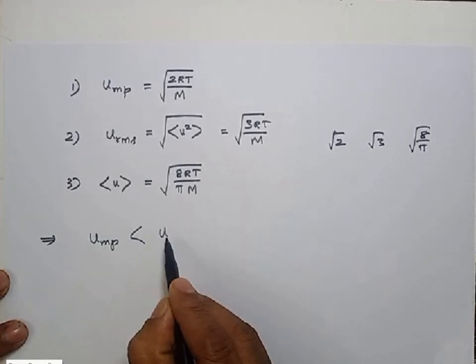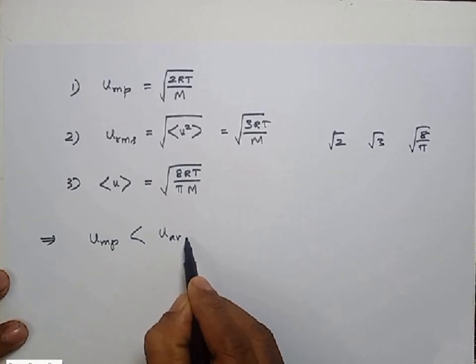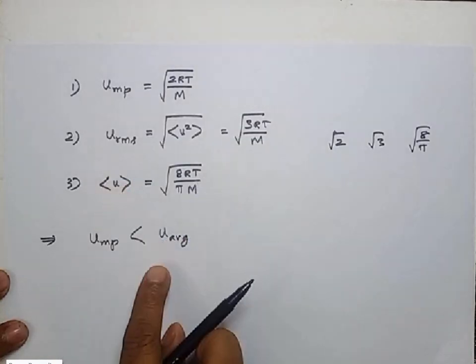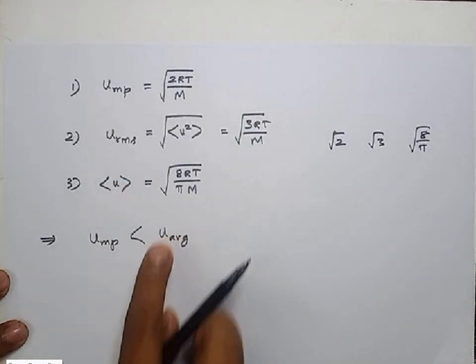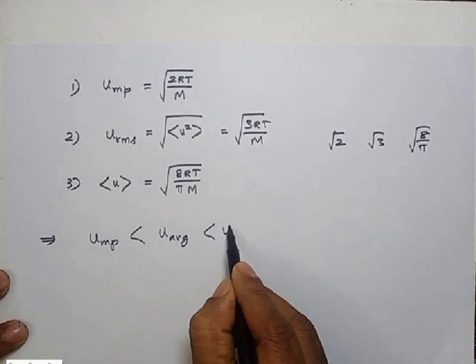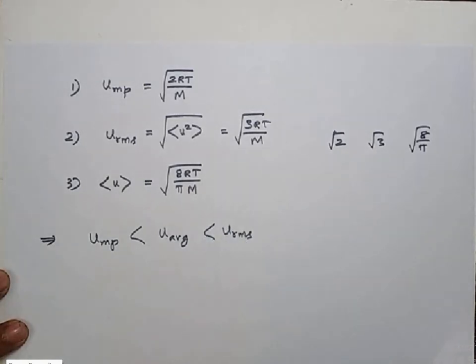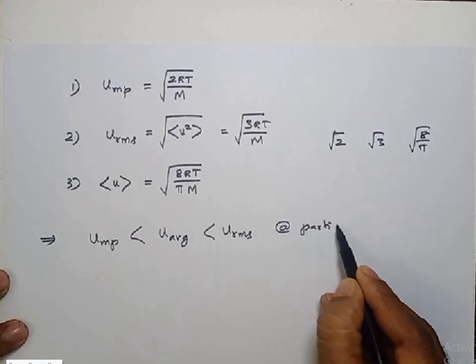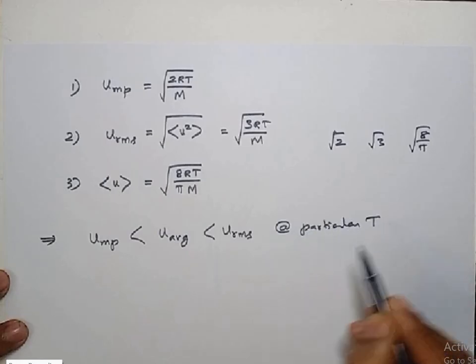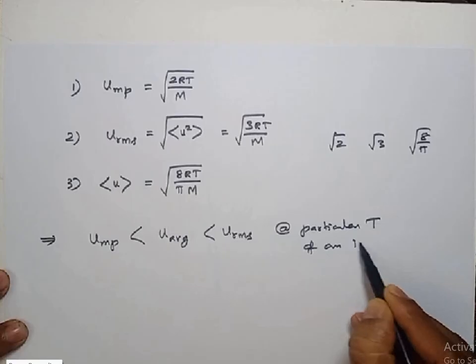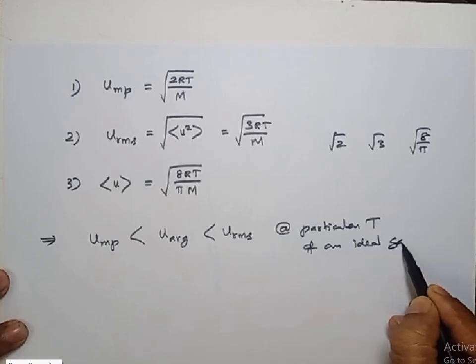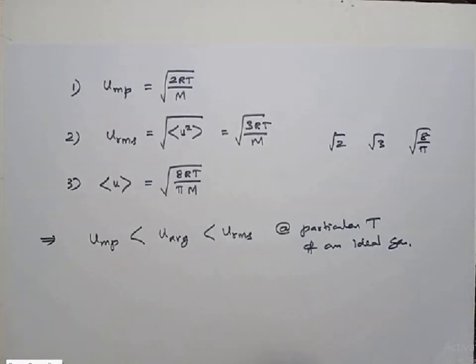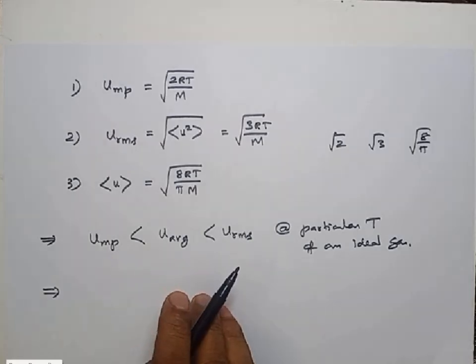Next is average velocity. Let me write like this. Instead of putting this symbol, I'll put U average, which means average velocity. Then next is URMS. URMS is the highest at a particular temperature of an ideal gas. Remember, this formula is applicable only for ideal gas. Take it. I'll do some manipulations here.